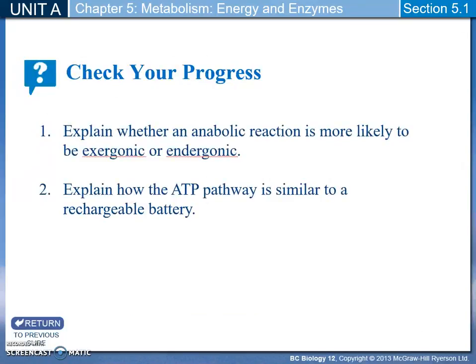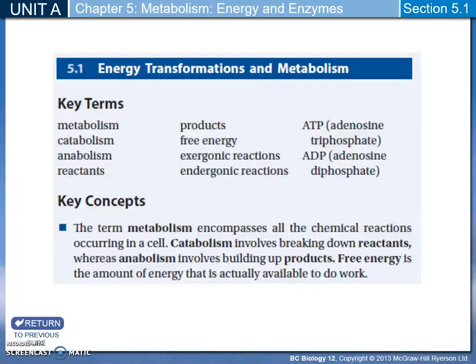So that covers the topics from this first section here, and there are a couple of statements just referring to what we just looked at, and then here are the key terms once again and the concepts that we just looked at.